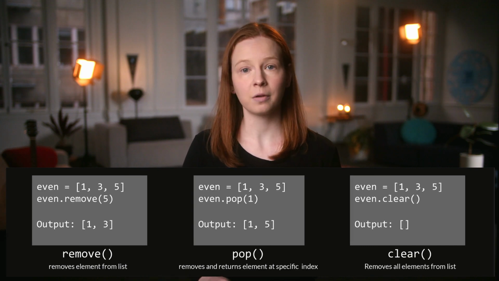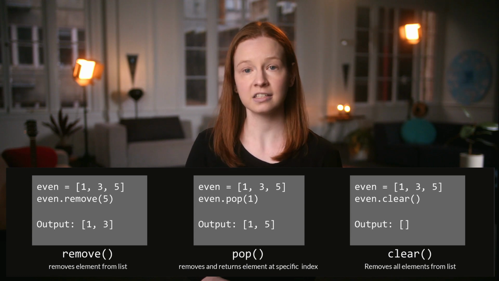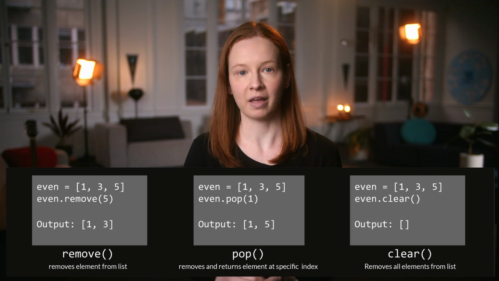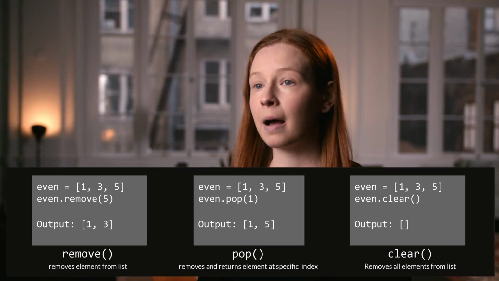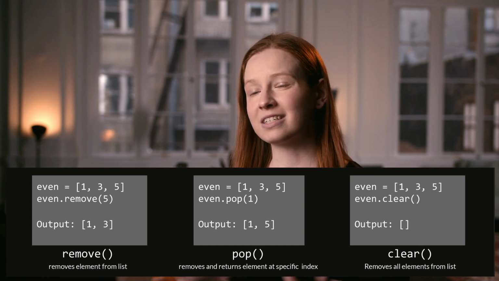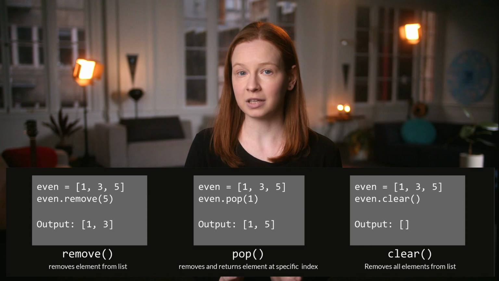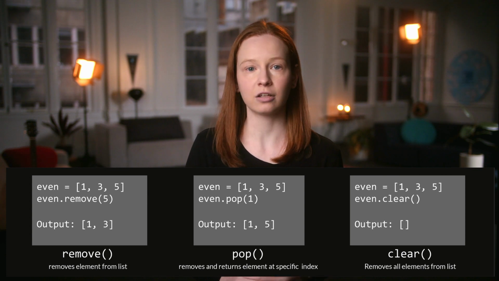In this example, Python is finding the first element that matches the integer 5 in the list and removing it with the remove method. The pop method pops an element out of a specific index, and the clear method will empty your entire list so that you can start fresh. The last way that we can remove items from a list is with the keyword del, or delete.